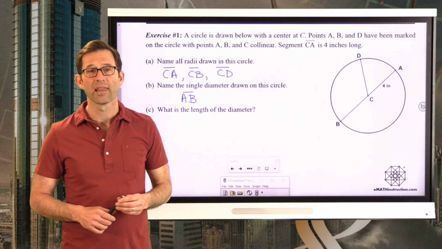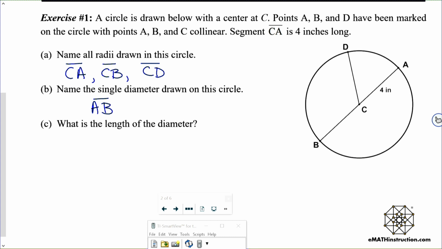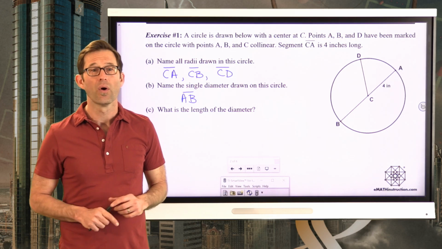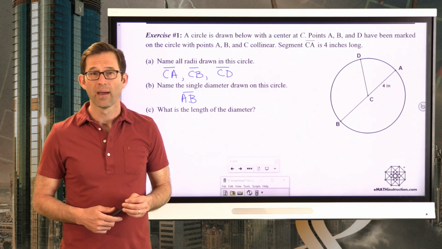Now let's take a look at letter C. What is the length of the diameter? Well, this should be pretty easy, but why don't you go ahead and write down the length of diameter AB.